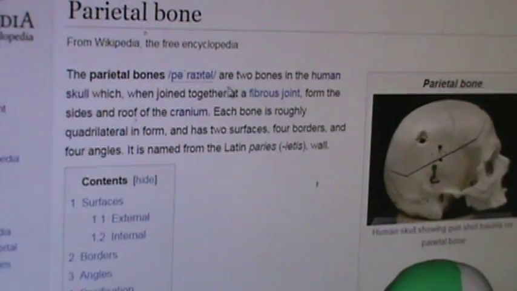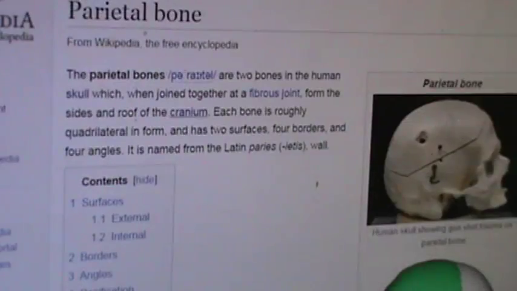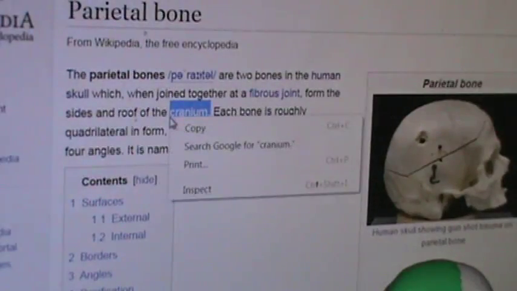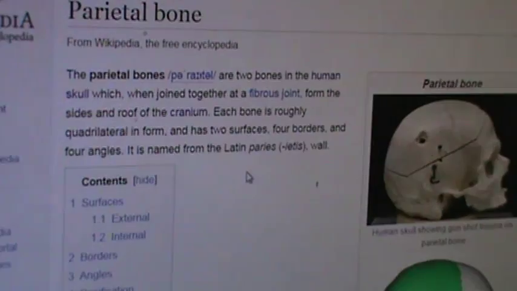When joined together, the fibrous joint forms the sides and roof of the cranium. I can't believe it just jumps me to the skull as opposed to the human skull. So yeah, cranium +1. Form the sides and roof of the cranium. Each bone is roughly quadrilateral in form and has 2 surfaces, 4 borders, 4 diagonals. It is named from the Latin paries, which means wall. Paries means wall. Cool.